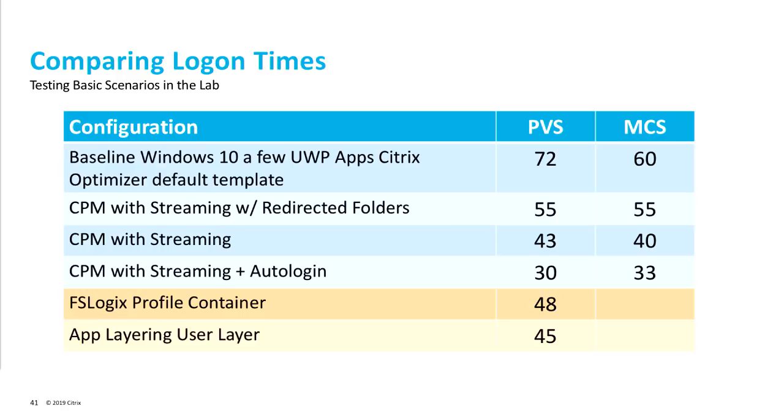I started with the baseline Windows 10 1803 with a few UWP apps installed, most of them removed, but some of them installed. And if you just do that with the default optimizer template, right, and nothing else, you can see the times we got there, 72 seconds on PVS and 60 seconds on MCS, right? If I add in streaming with redirected folders, which I would say is the majority of what our customers do, actually, that drops quite a bit, right, down to 55 for both.